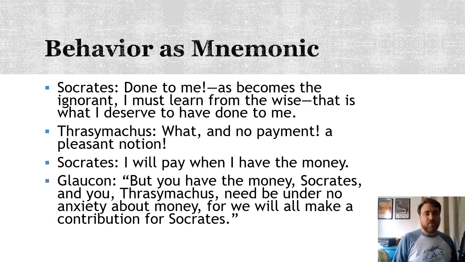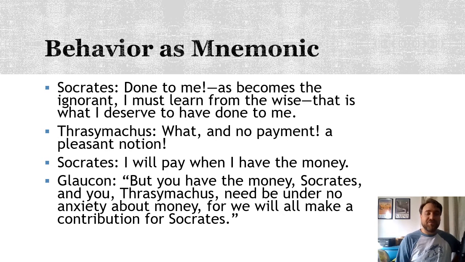So we can take a look at the way the dialogue goes from here. Socrates, after Thrasymachus says, "Okay, so if I give you an answer about justice that's better than any that you've heard so far, what do you deserve to have done to you?" And Socrates says, "Done to me? What are you talking about?" And he plays it cool. He says, "Well, as becomes the ignorant, I must learn from the wise. I guess that's what I deserve to have done to me."